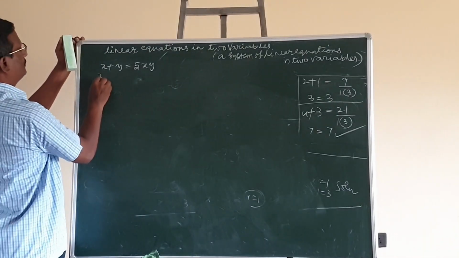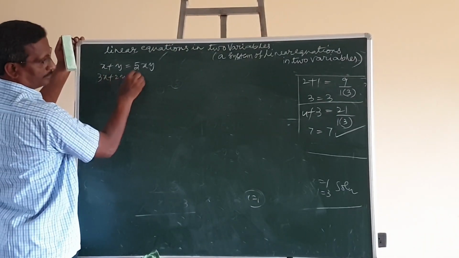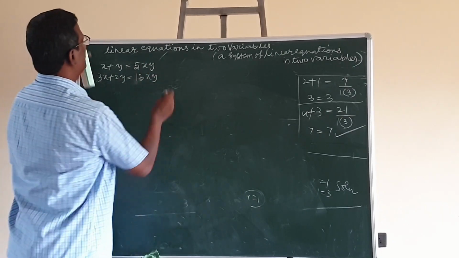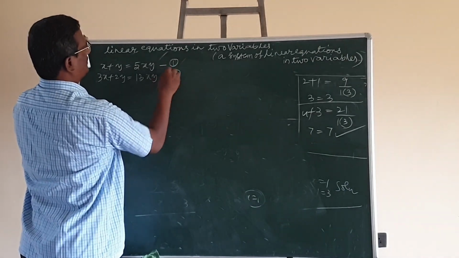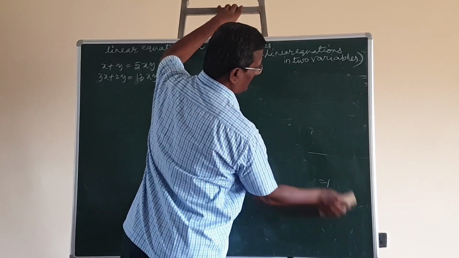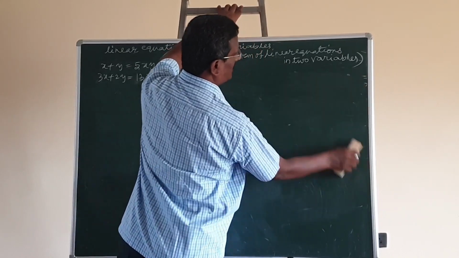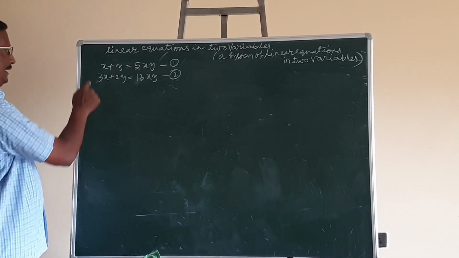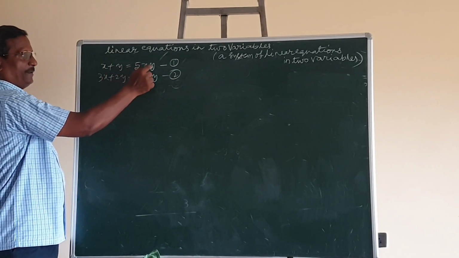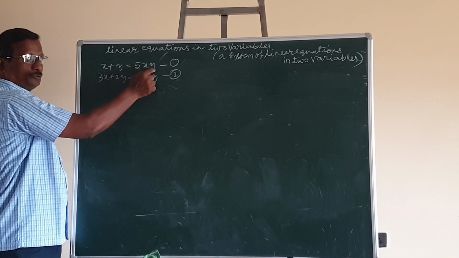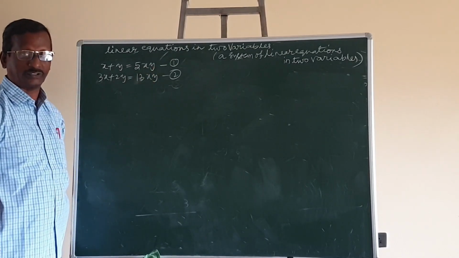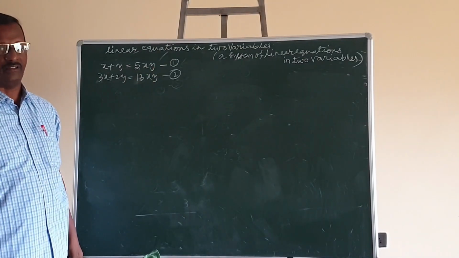x plus 2y is equal to 13xy. This is a pair of equations, equations 1 and 2. In fact, these two equations are not linear equations in two variables. x has power 1, first degree, y has power 1, first degree, and in the term xy the powers together are 1 plus 1 is equal to 2, so the degree is 2. It is not a linear equation.